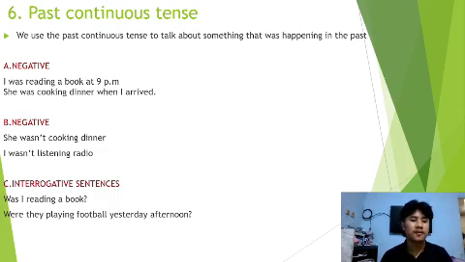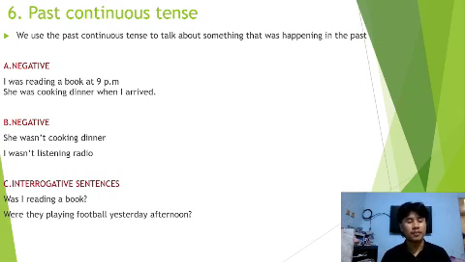We use the past continuous tense to talk about something that was happening in the past. For example, positive sentence: I was reading a book at 9 p.m. She was cooking dinner when I arrived. Negative: she wasn't cooking dinner. I wasn't listening to the radio. Interrogative sentence: Was I reading a book? Were they playing football yesterday afternoon?